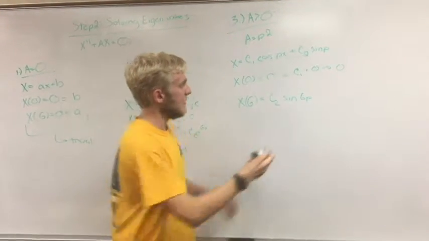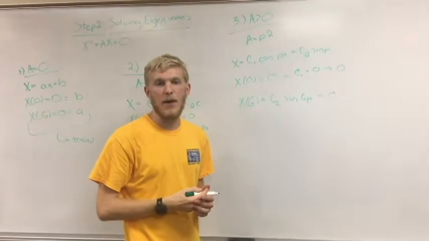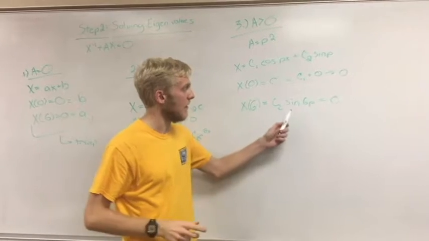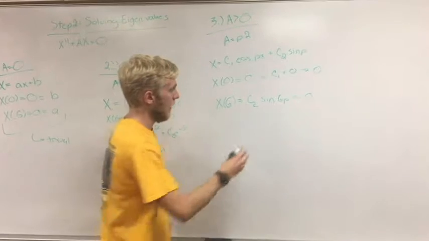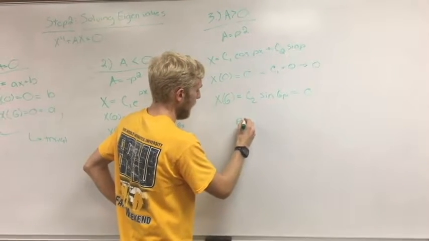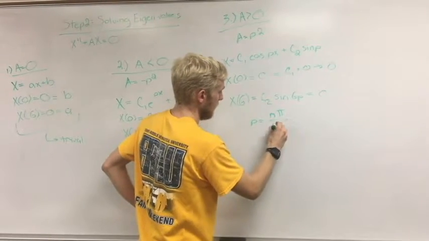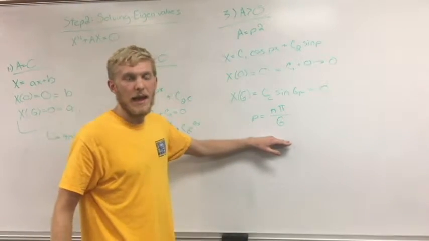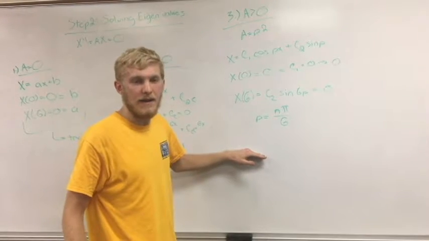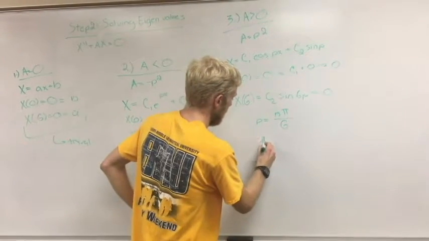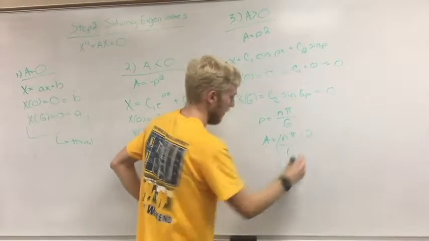And then in this case, since this is all equal to 0, we have to find at what value sine will be 0, because our c2 can't be 0. And this will be 0 when p is equal to n pi over g. So that is our p, and given this, we can say that the eigenvalue for this function is a equal to (n pi over g) quantity squared.